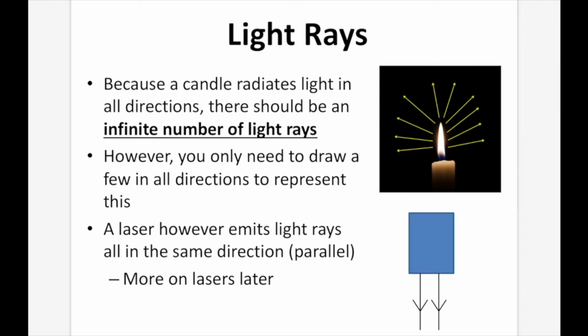A laser, however, emits light rays all in the same direction. So you can see how our candle emits it in every direction. Our laser emits it in one direction only. So you can see our example here in our laser, you're going to get your parallel beams of light that are going in one direction only.